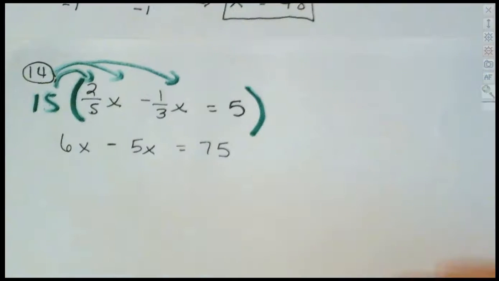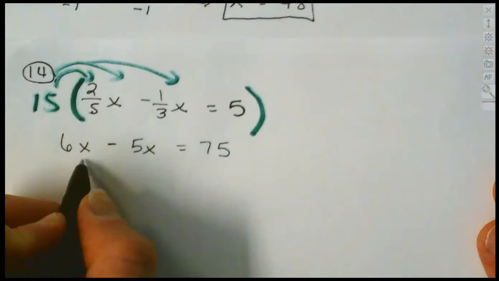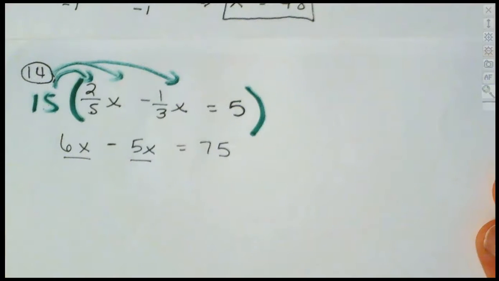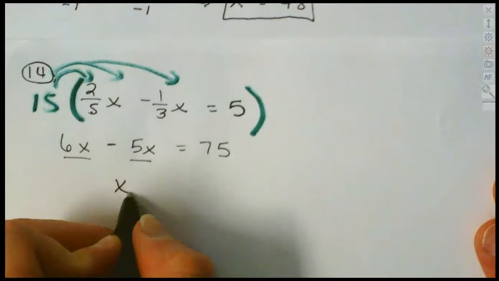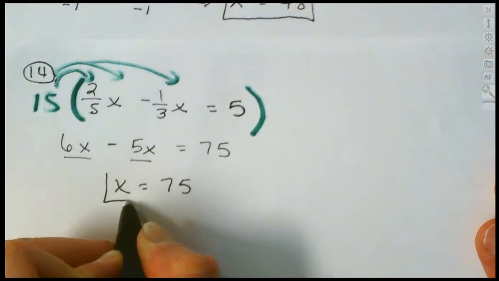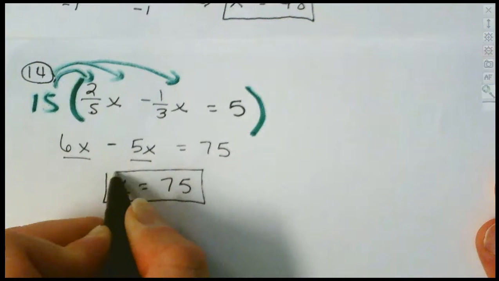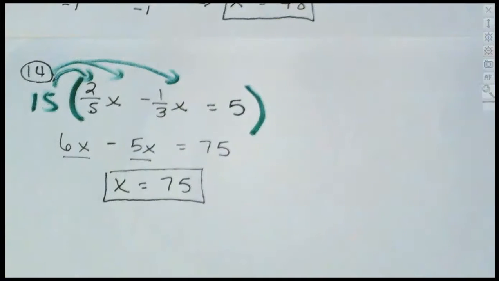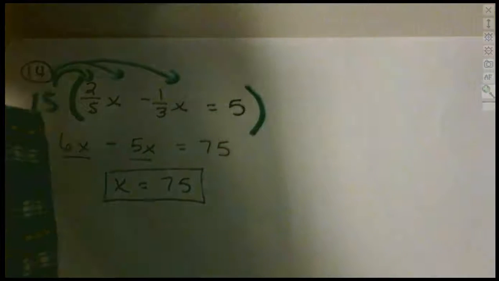This one's almost done. What do we do? On the left, combine 6x minus 5x. That leaves you with a single x. And that now equals 75. Are we done? Yep. The x is by itself, and it equals a number. So we know we have finished that problem out.